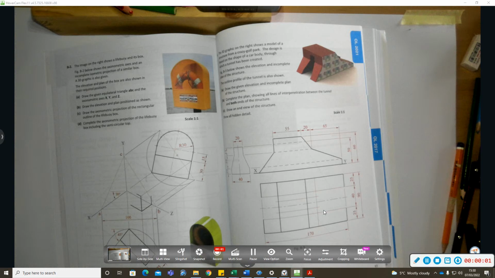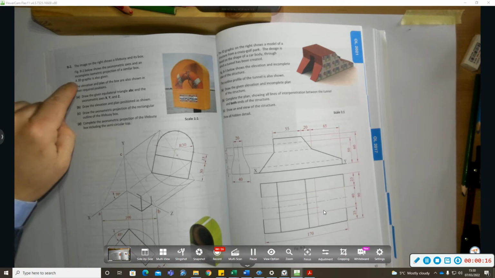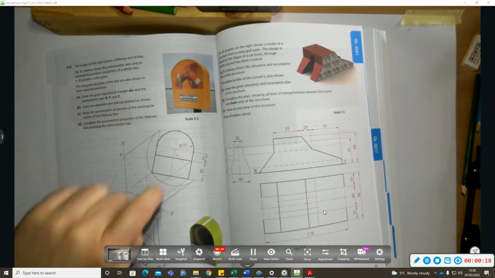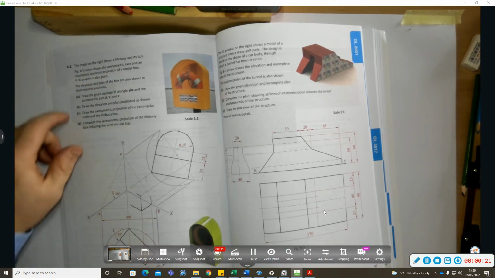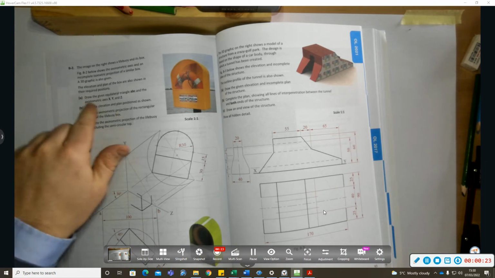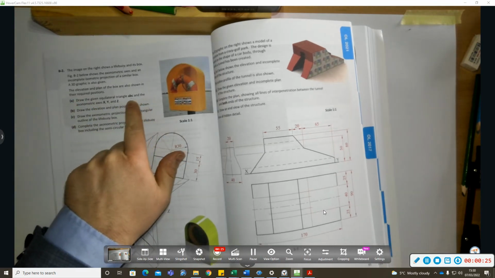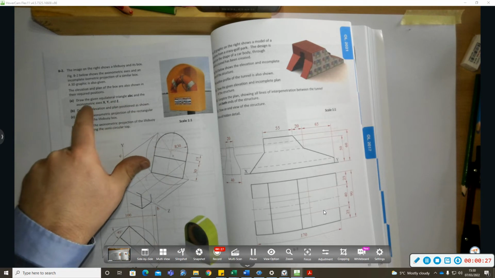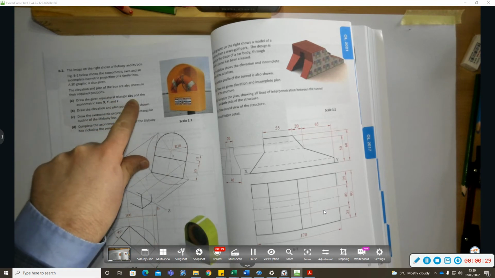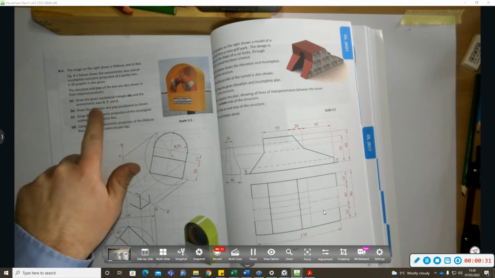So, welcome to this video on the 2021 ordinary level question B2, where we're doing the axonometric axis method for isometric projection of a life buoy. The elevation and plan of the box are shown in their positions. We have to draw the given equilateral triangle ABC, and then the axonometric axis X, Y and Z.